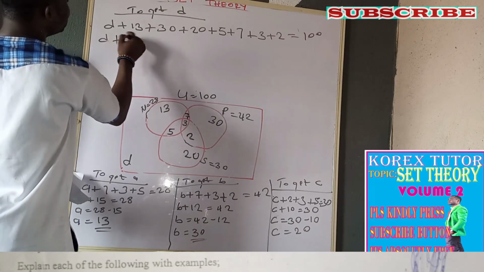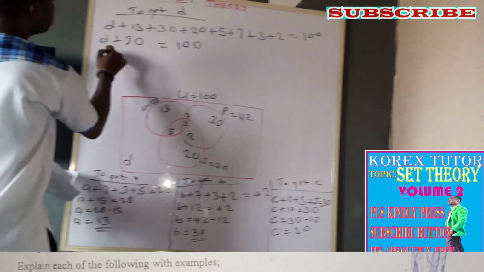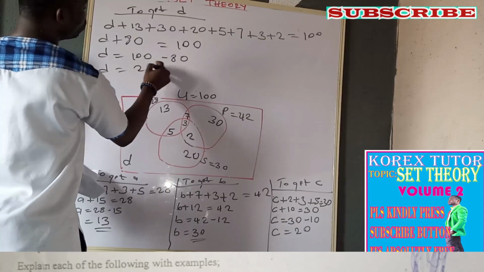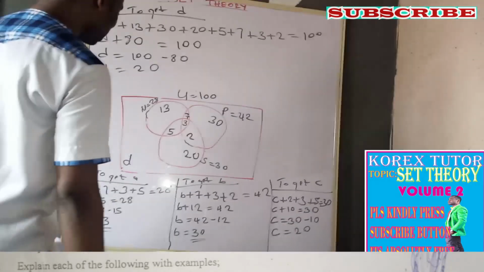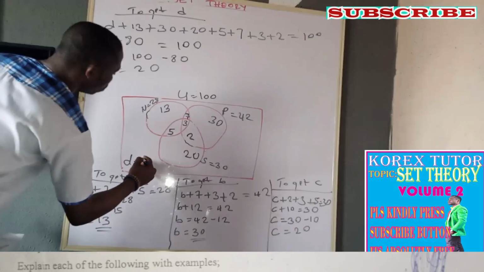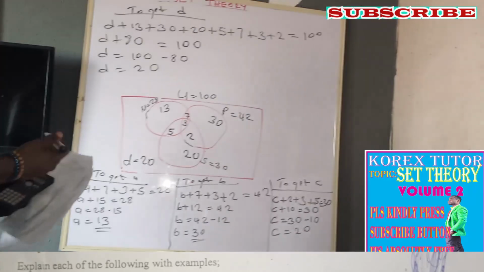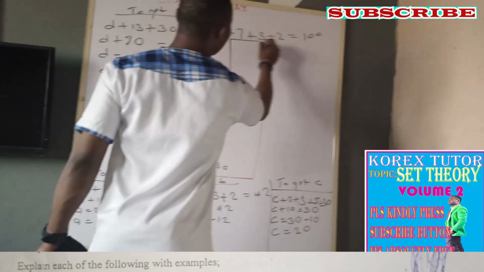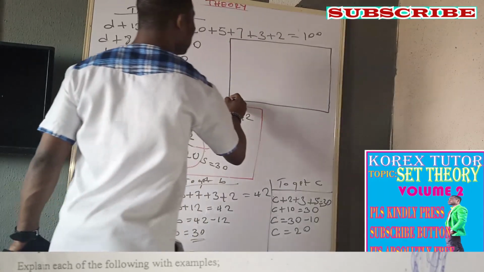So D plus 80 is equal to 100, right? So D is equal to 100 minus 80. So D is equal to 20. So by the way, we solve everything. So that means D is equal to 20. So from here we can draw another diagram to now present all our data clearly.